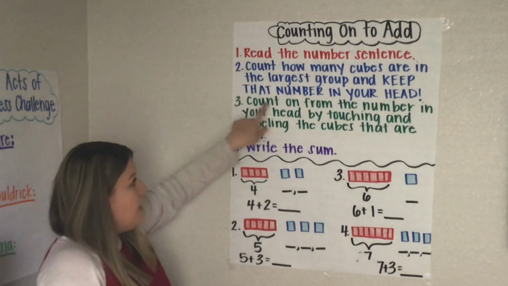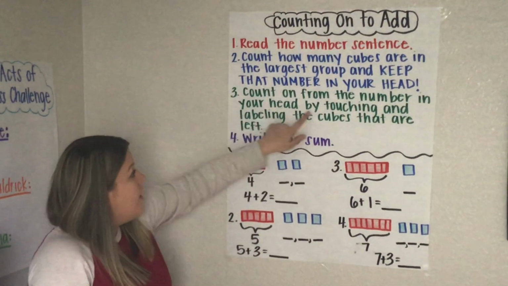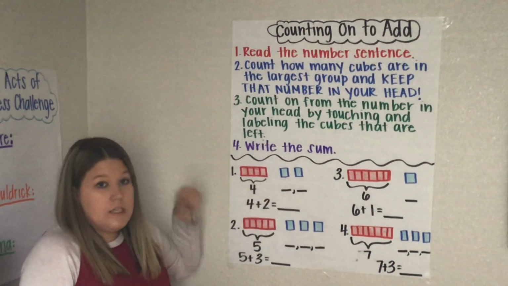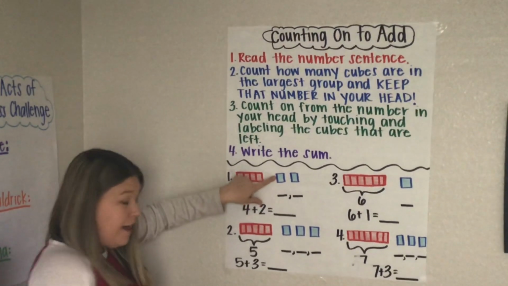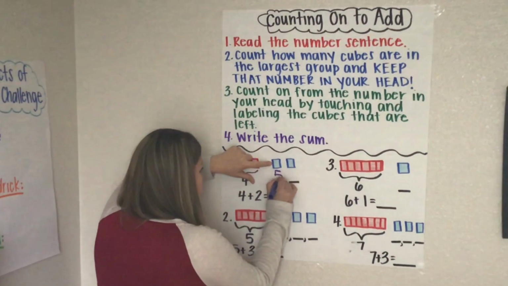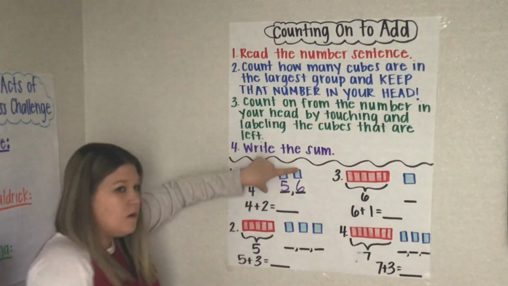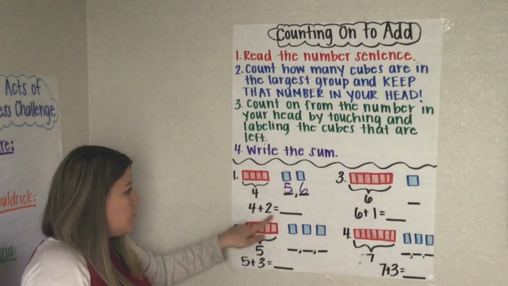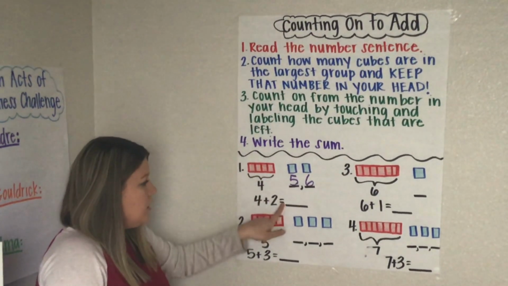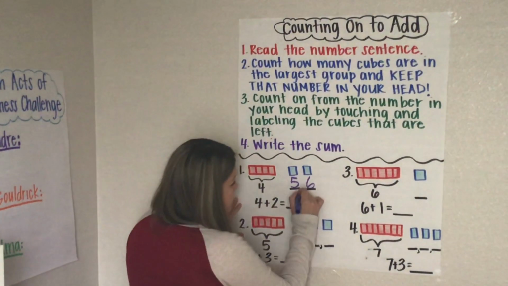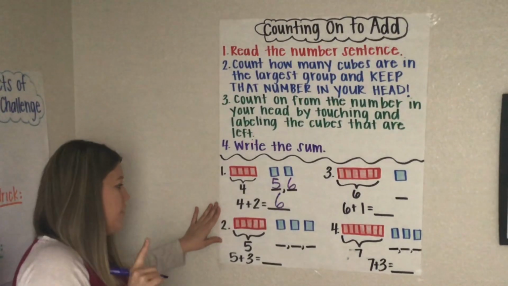The third step is to count on from the number that's in my head and touch and label each cube that is left. So 4 for this group, 5 for this one, and 6 for this one. So that means my number sentence, 4 plus 2, these are my 2, equals 6. Let's try one more before you try some on your own.